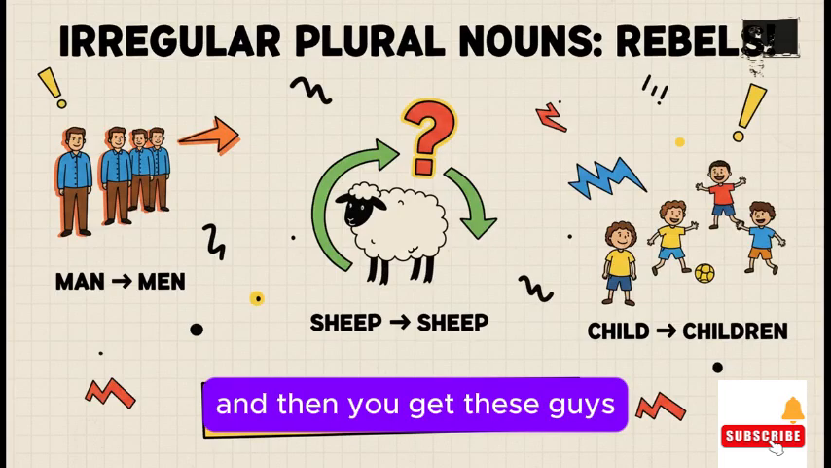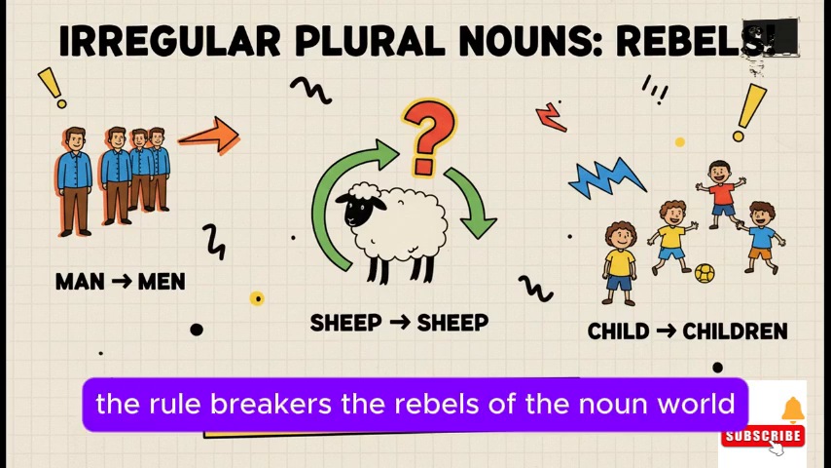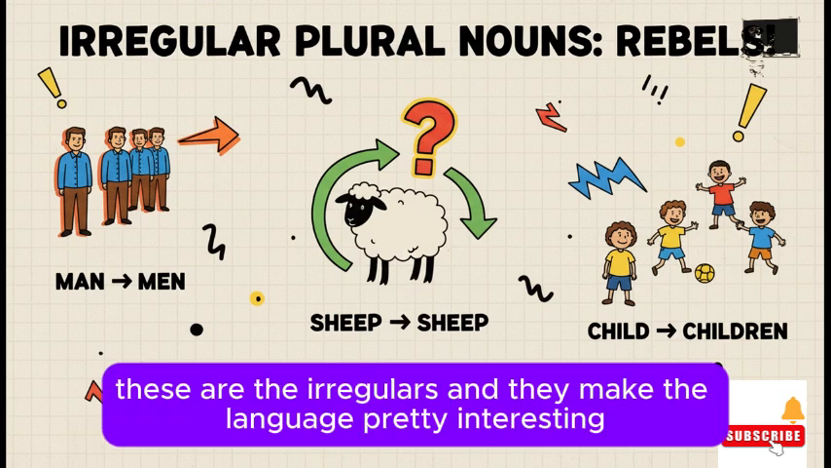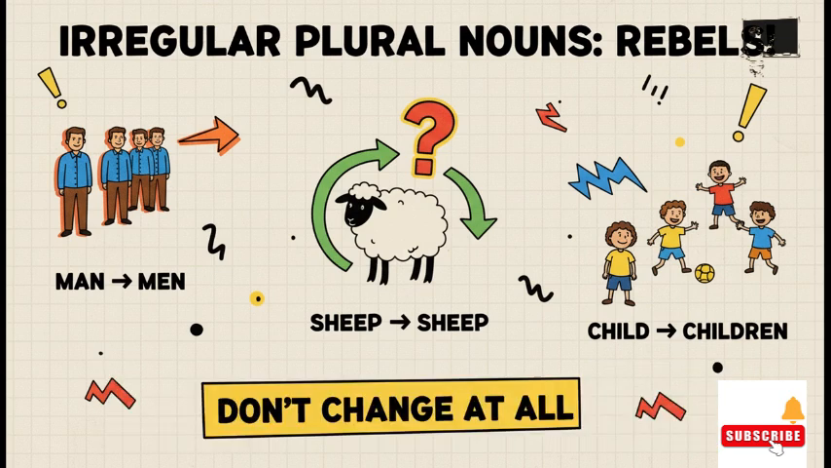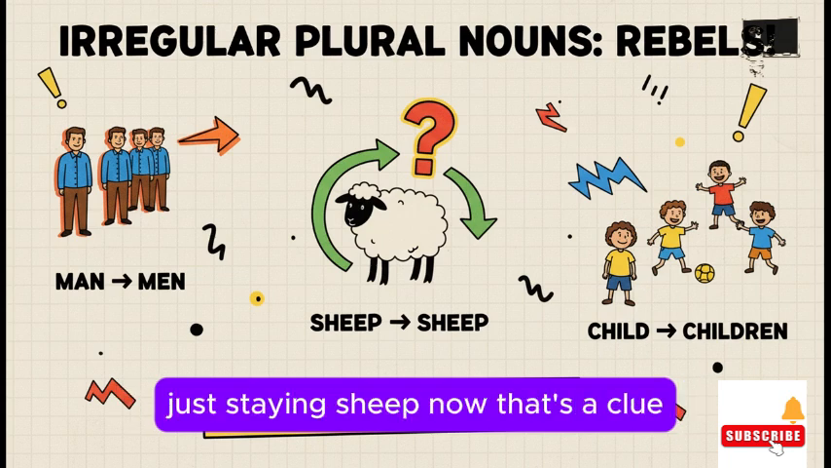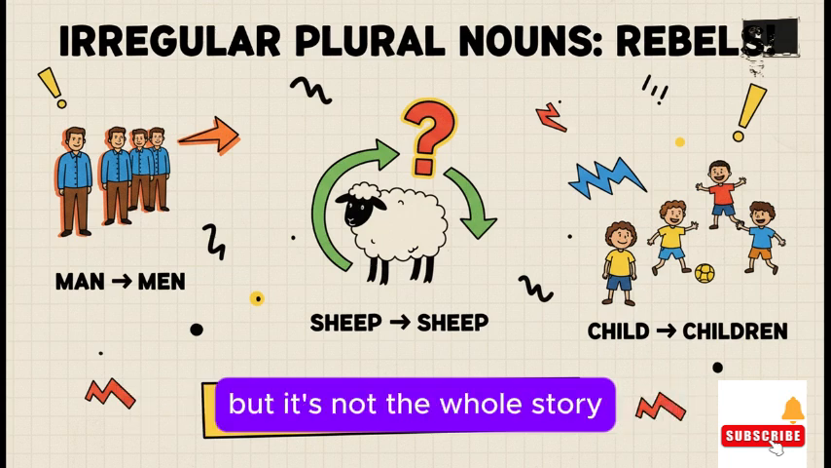And then you get these guys, the rule breakers, the rebels of the noun world. Man becomes men, child becomes children. These are the irregulars, and they make the language pretty interesting. And hey, look, there's our old friend sheep, just staying sheep. Now that's a clue, but it's not the whole story.